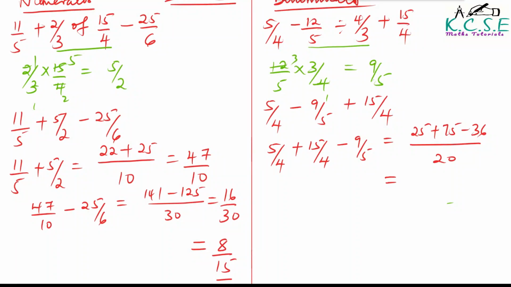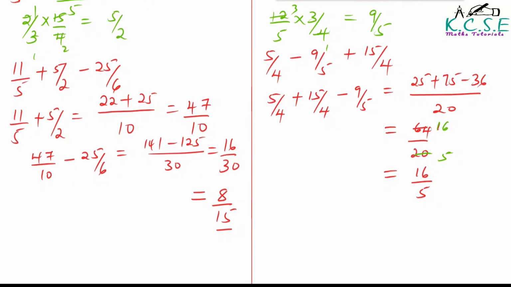And when you work out this, it will give you 64 divided by 20. If you simplify 64 divided by 20, this will give 16 divided by 5. If you work it out by 4, 16, then by 4, this will be 5. Now we have the solution for the denominator. Now let's get the final solution.